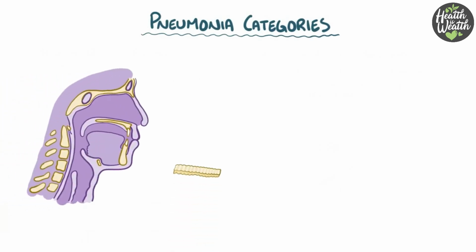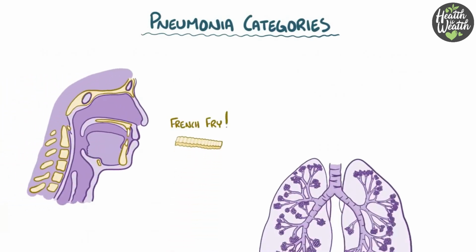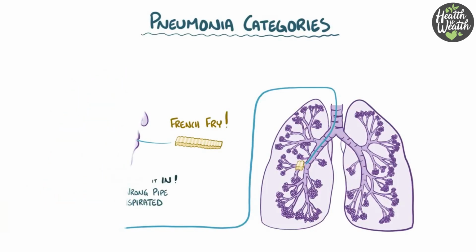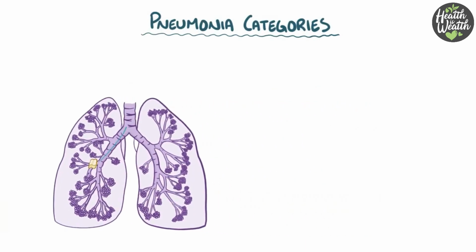Think about this. You're eating some French fries, and instead of swallowing one, you accidentally breathe it in. Informally, we call that going down the wrong pipe, but we could also say that you aspirate that French fry. Normally you'd automatically gag and start coughing and work that French fry out of your lungs.